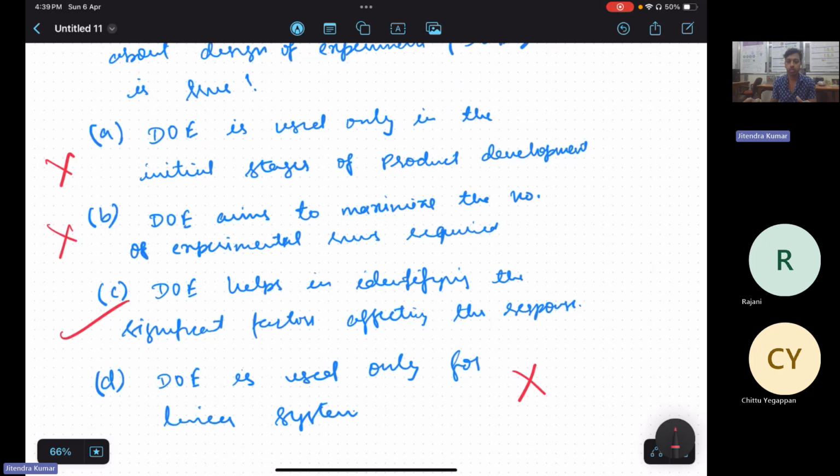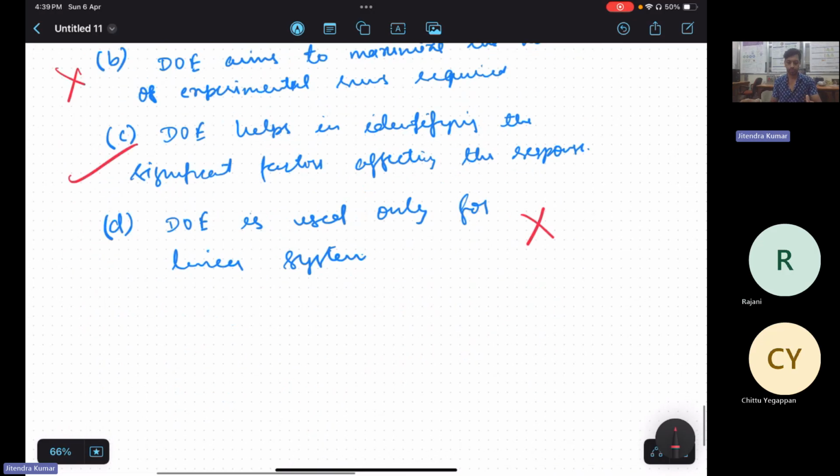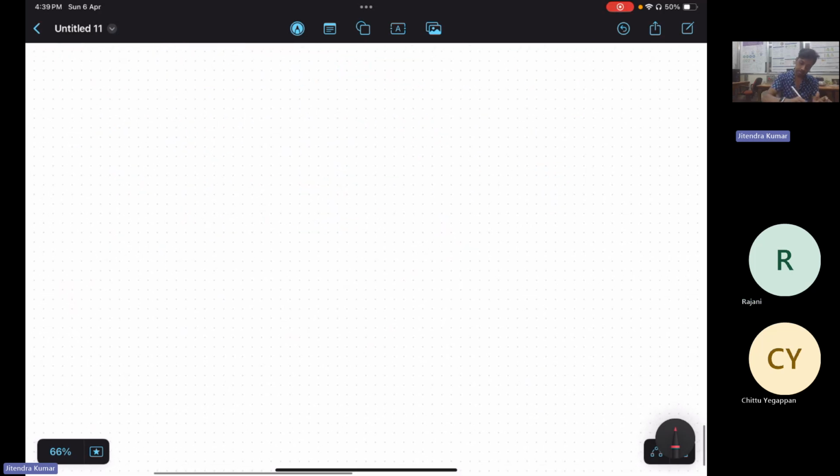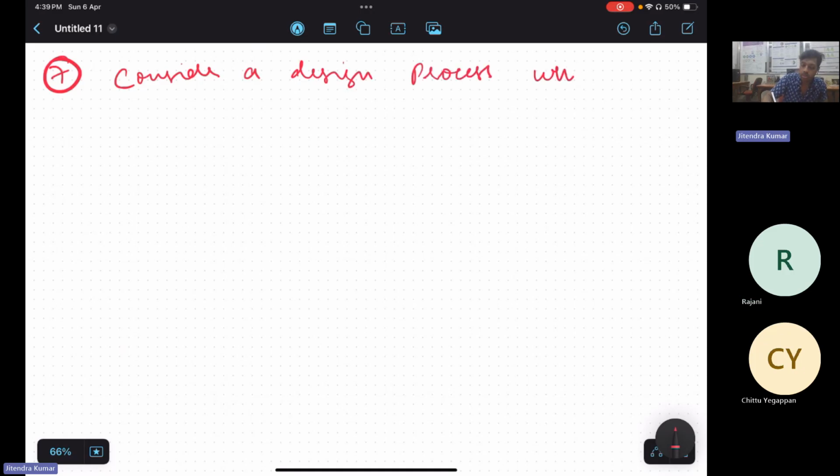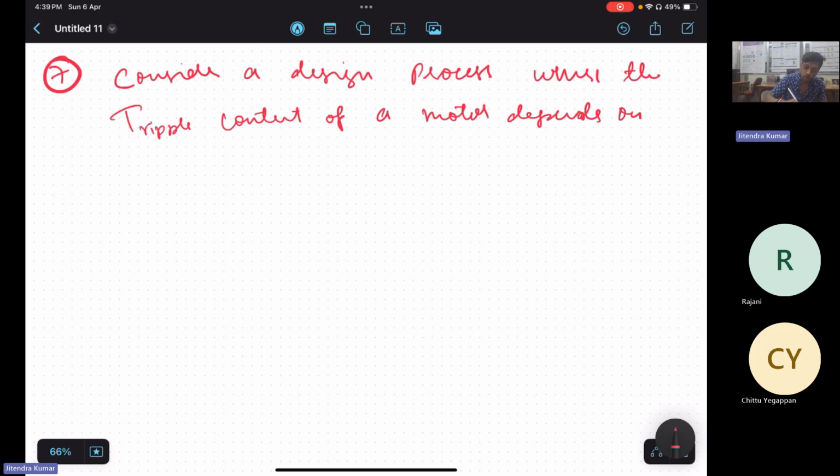So what is the next problem? Seventh. Consider a design process where the torque ripple content of the motor depends on two input factors.